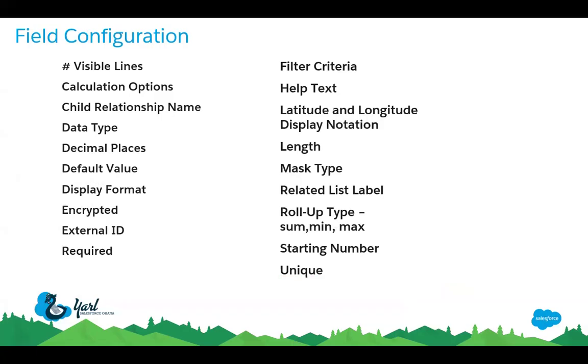For example, if you select number, it will ask how many decimal places you are having. Likewise, there are other things like filter criteria, help text, maximum length. Uniqueness we have discussed. Starting number is for order number. So when you are defining the order number, you can define what is your starting number.